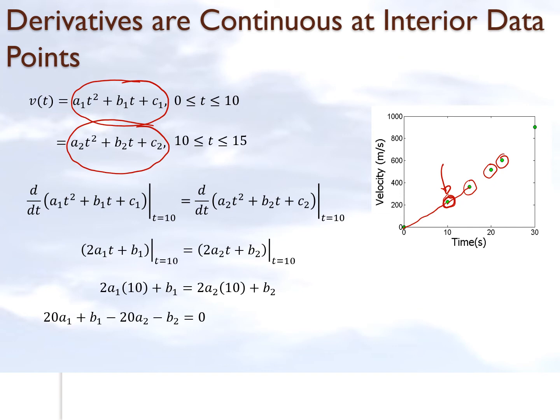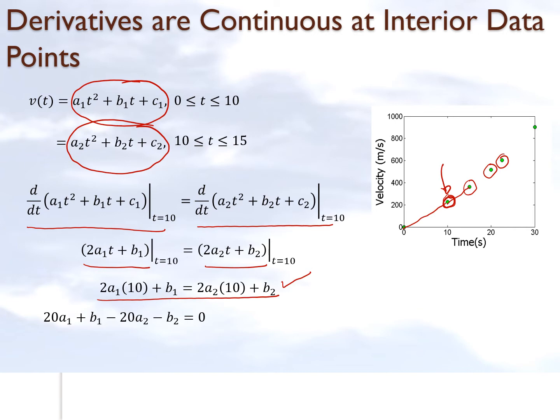So what that means is that the derivative at t equal to 10 of the first spline will be the same as the derivative of the second spline at the same point, t equal to 10. The derivative of the first spline is 2a sub 1 t plus b1, and the derivative of the second spline is 2a sub 2 t plus b2. By plugging in the value of 10, we are able to find out what the equation is.